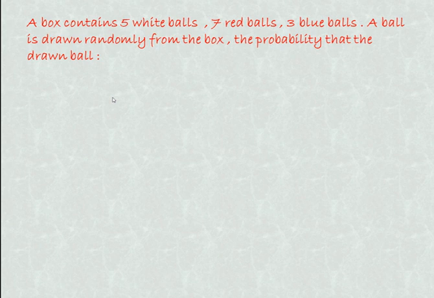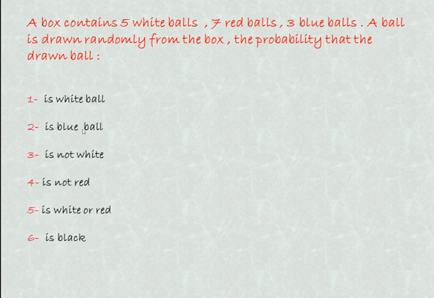About probability: a box contains 5 white balls, 7 red balls, and 3 blue balls. A ball is drawn randomly from the box. Find the probability that the drawn ball is white, or is blue, or is not white, is not red, is white or red.